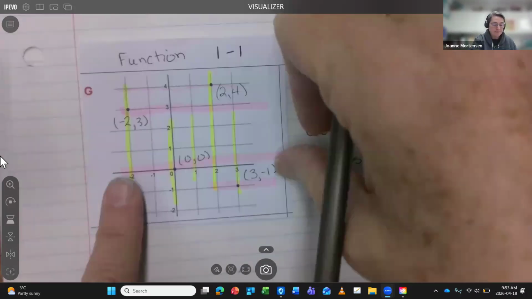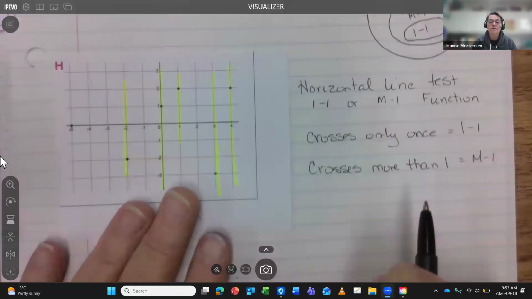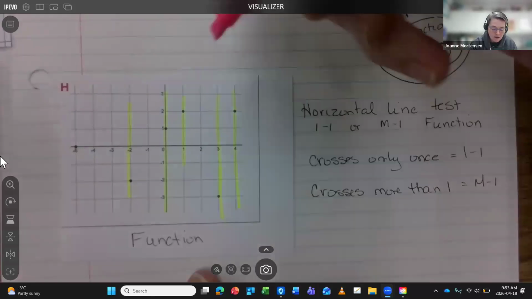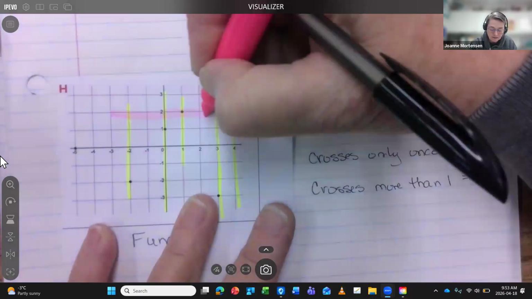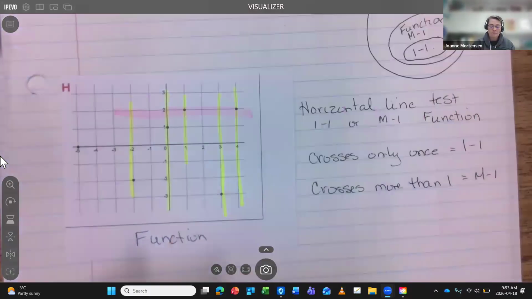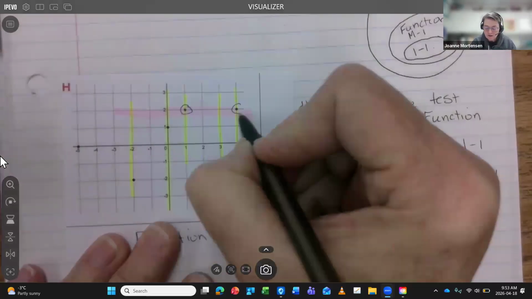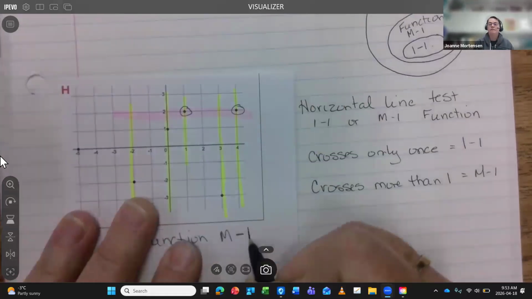Let's try that other one. Okay, so it's a function. We drew the vertical lines, and when we drew the vertical lines, it only hit the graph in one spot. Now we go and draw the other ones. And oh no, look at that. Done. It hit in two spots. It hit there, it hit there. If it crosses more than once, it's a many-to-one. Done like dinner.